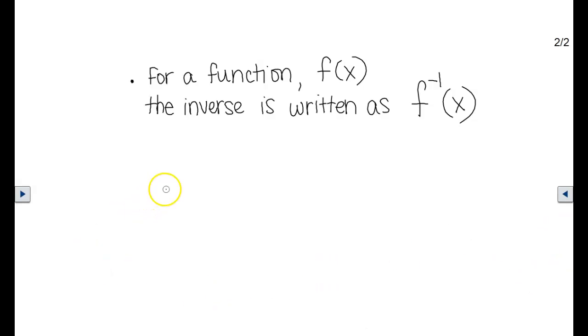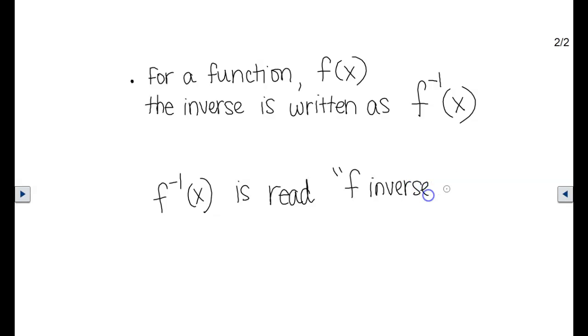Now, the important thing for you to know is that when you see that f -1 of x, that is read f inverse of x. F inverse of x. So again, f of x represents the original function, and the f -1 of x, which we read as f inverse of x, that is what represents the inverse.